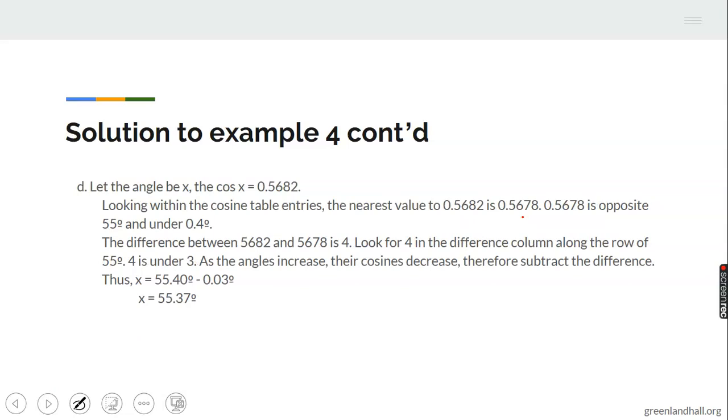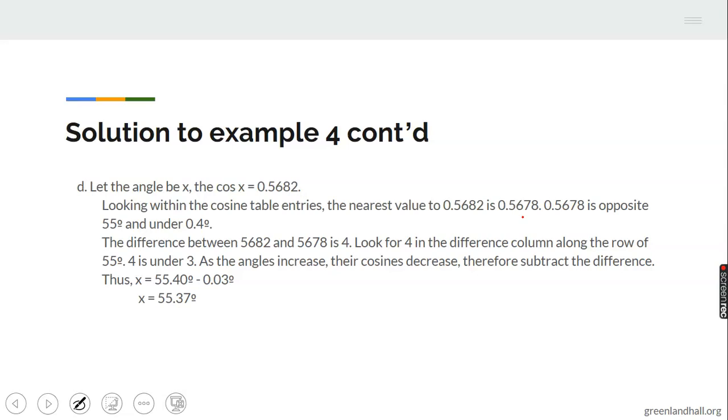Now let's look at this. Let the angle be x, and we have cos x equals 0.5682. Now you go and trace. Do you have, under your cosine, any entry of 0.5682? No, but we have something that is closer, which is 0.5678. It is under 55.4. That is 55 under 4. That is where we have 0.5678. So that is 55.4 degrees.